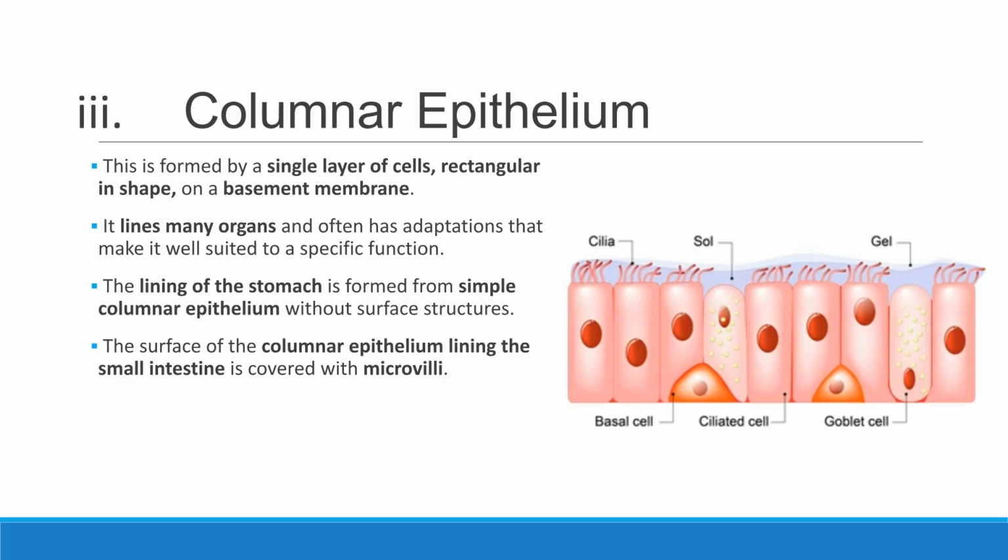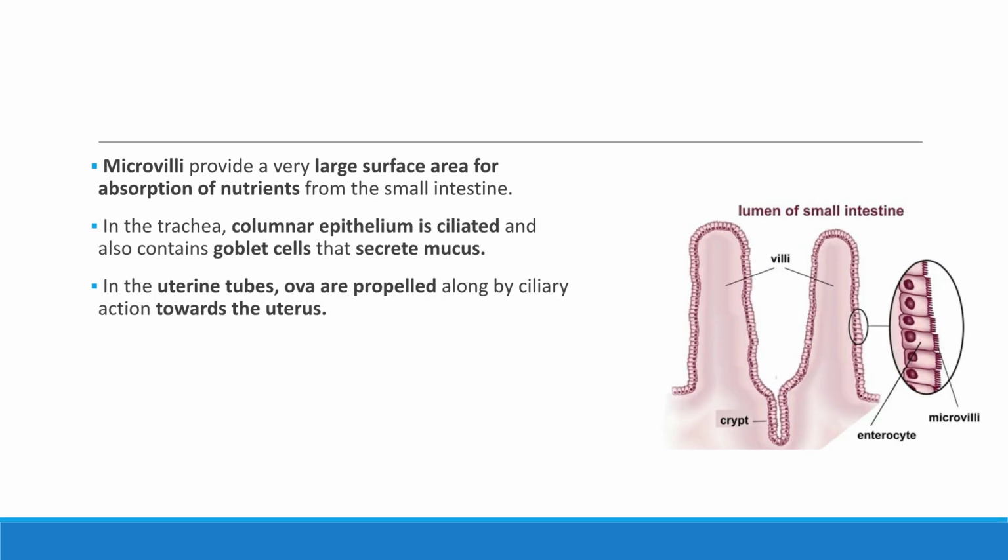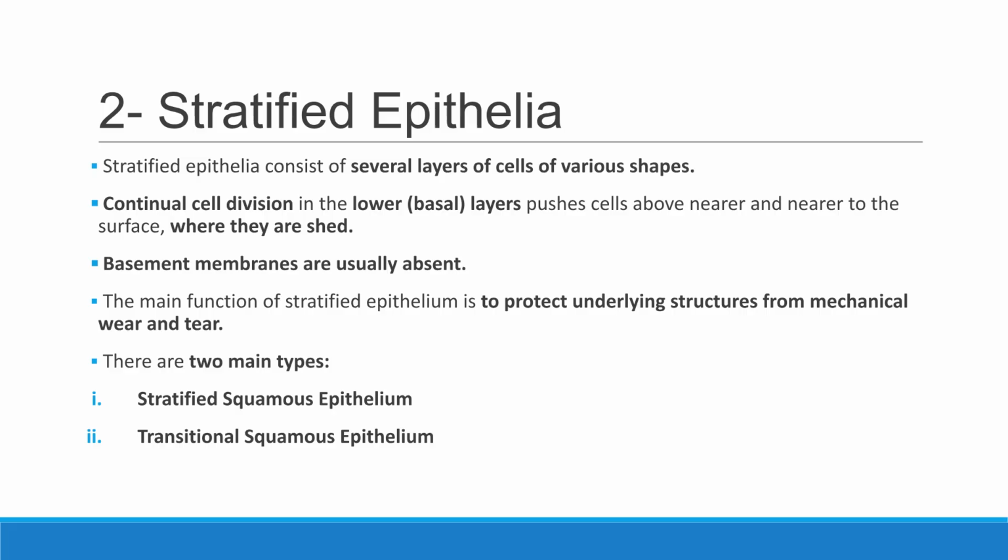Columnar epithelium is a single layer of rectangular cells on a basement membrane. It lines many organs and is often adapted for specific functions. For example, the lining of the stomach is simple columnar epithelium. Microvilli cover the surface of columnar epithelium in the small intestine, increasing the surface area for nutrient absorption. In the trachea, columnar epithelium is ciliated and includes mucus-secreting goblet cells. Ciliary action propels ova in the uterine tubes.